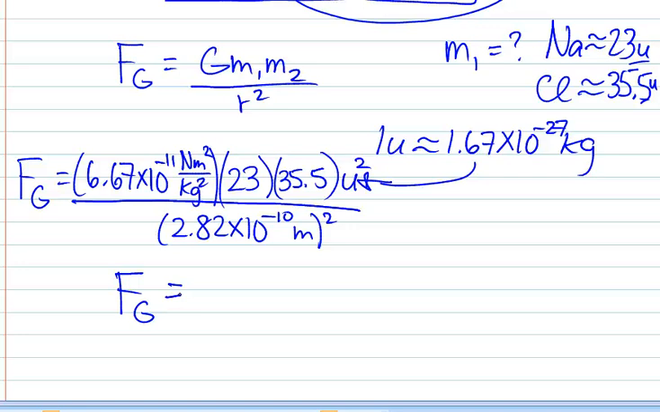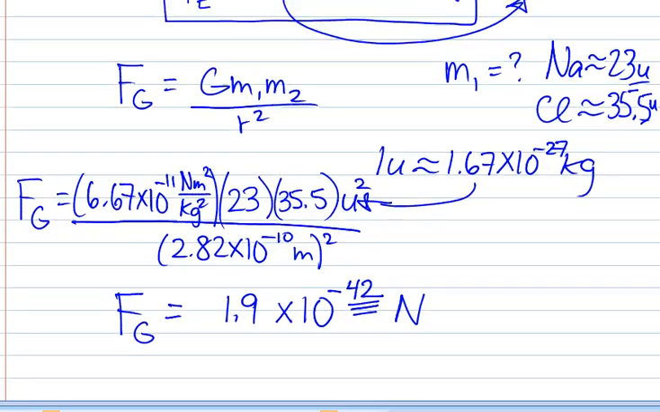Okay, and so I invite you to check this, but let's see what we actually come up with. We have our 6.67 times 10 to the negative 11th times 23 times 35.5 times 1.67 times 10 to the negative 27th, but we have to do that twice. And then we divide that by r squared. And what I'm getting is 1.9 times 10 to the negative 42 newtons. Negative 42. Look at how tiny that force of gravity is, okay?